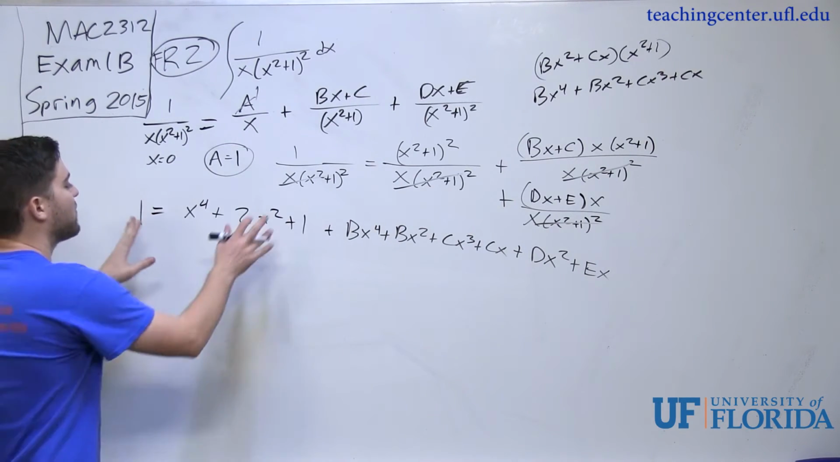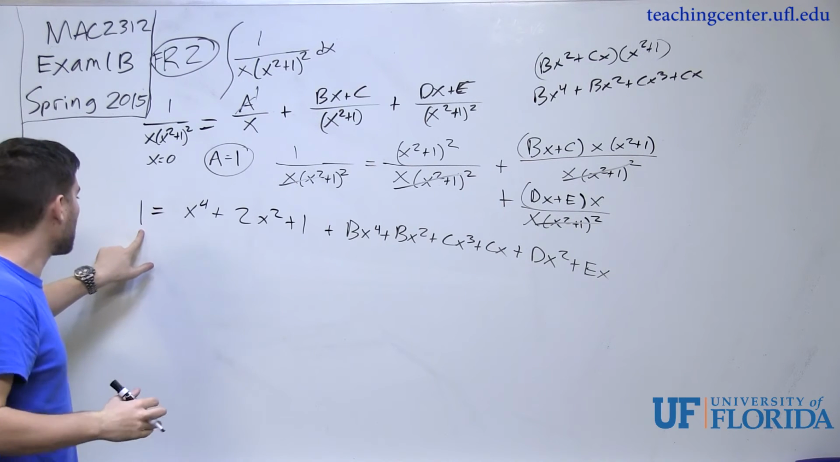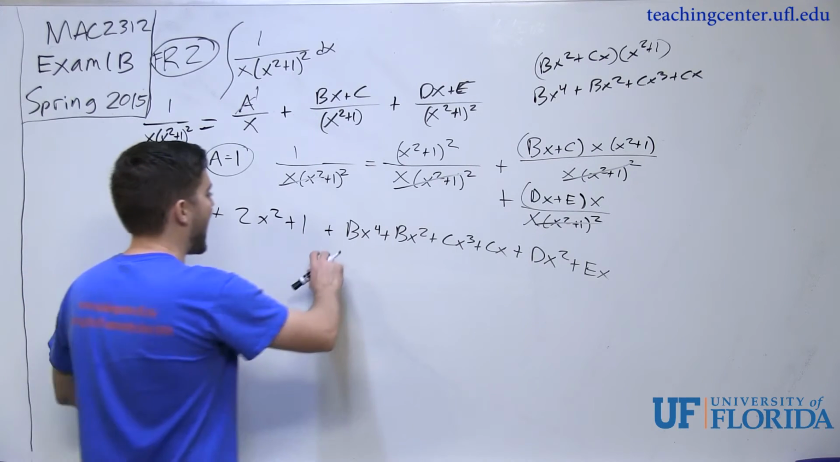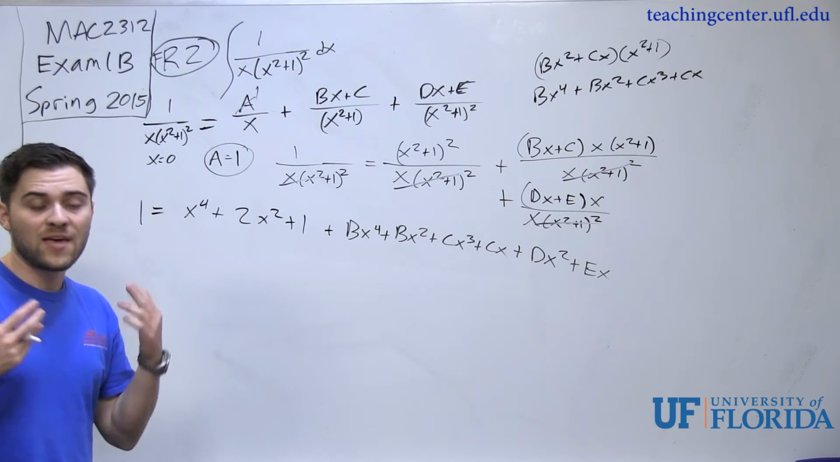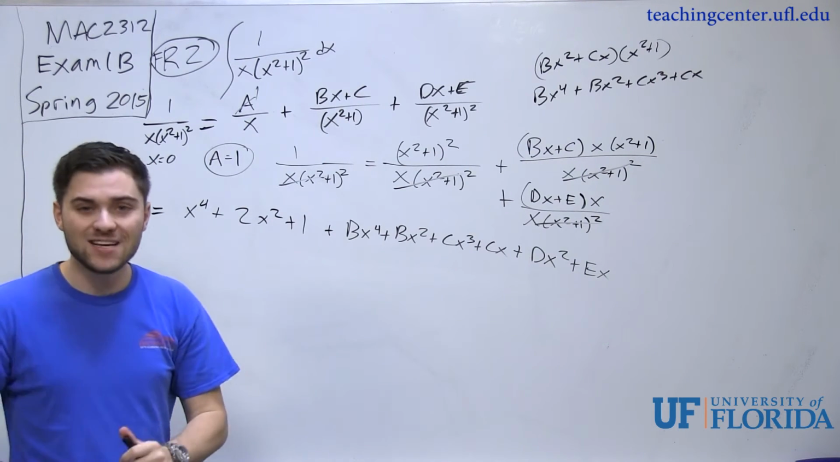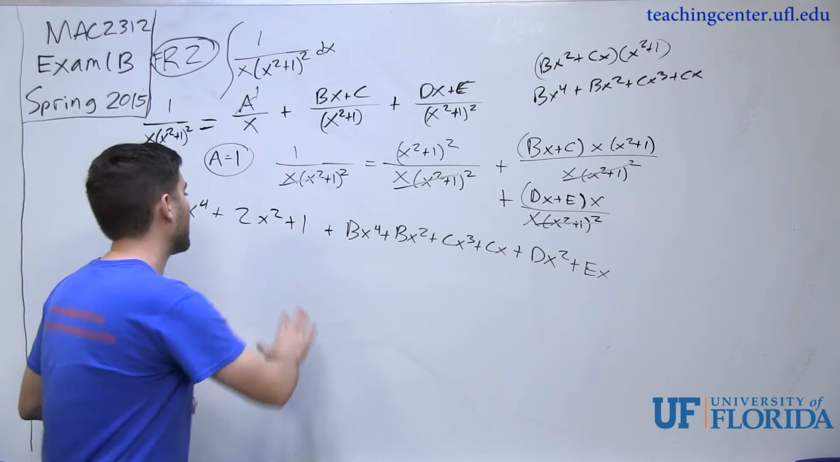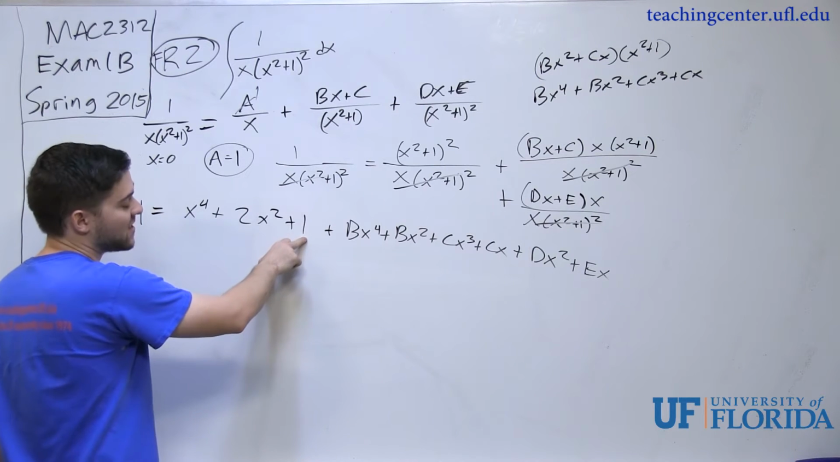And remember, everything over here needs to equal what's over here. What makes this problem a little bit simpler is that there's only a constant. So that means that when I add all these x to the fourth, x squared, and x cubed terms together, they have to equal 0 on the other hand side. That doesn't mean that B, C, D, and E are necessarily going to be 0, but altogether this needs to cancel out and I need to be left with just a 1, which looks like it's this term here.